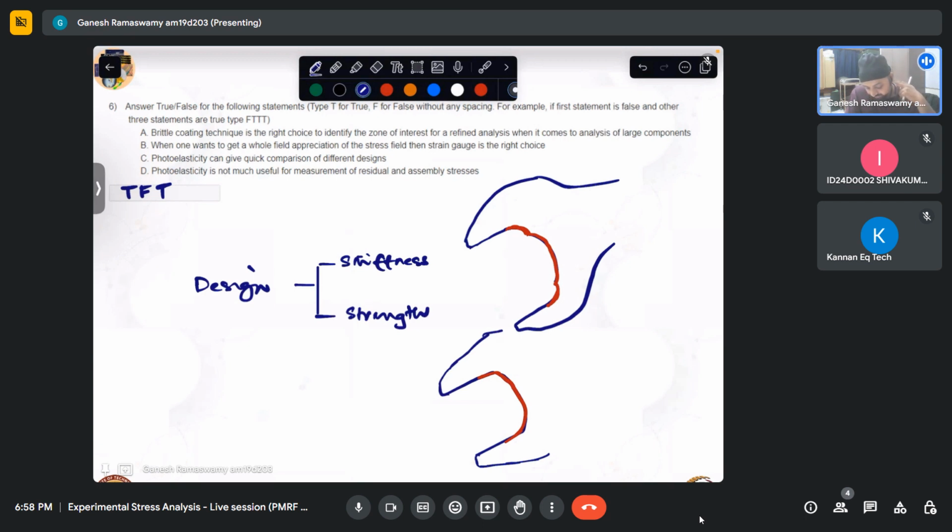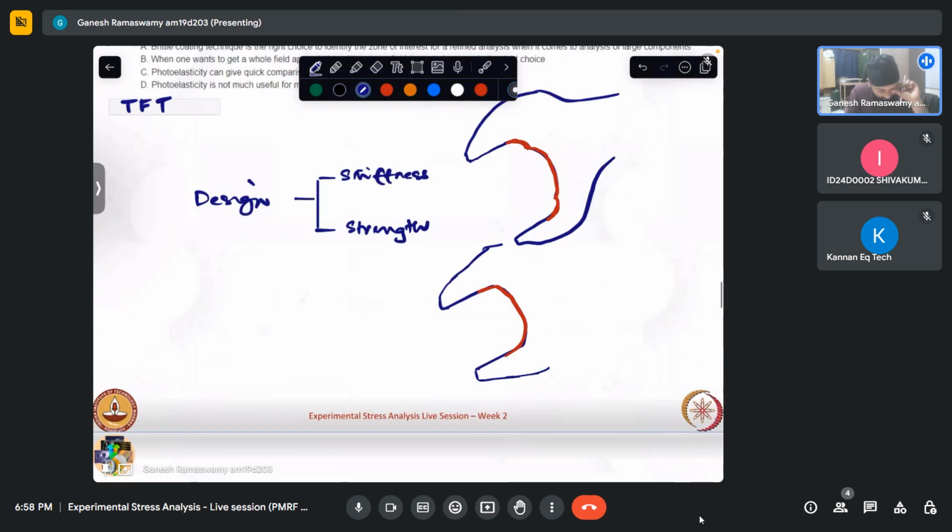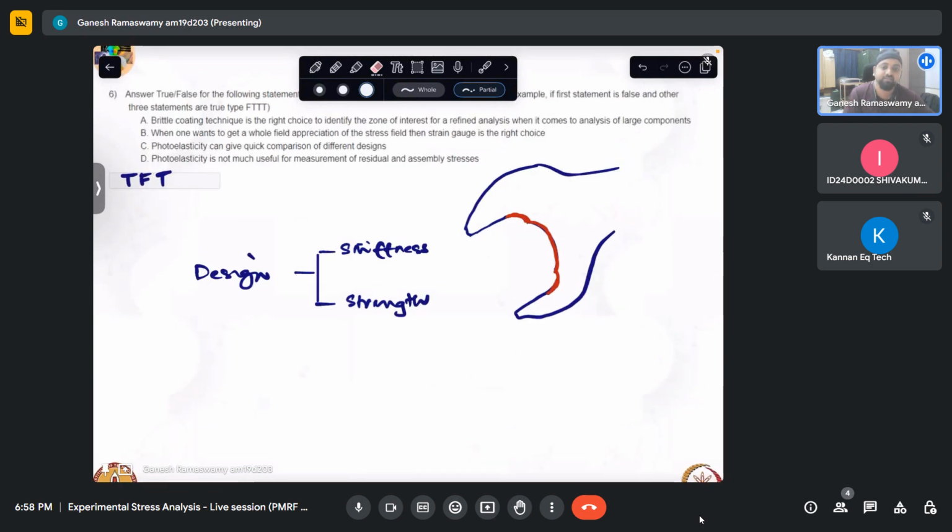D. Photoelasticity is not much useful for measurement of residual and assembly stresses. This is not true because photoelasticity happens to be one of the very few techniques which can actually measure assembly stresses. Now, what are assembly stresses or residual stresses? Essentially, if we have some component and we have mentioned that this is the torque that is to be set, if one of the bolts is tightened more than that, it will lead to an imbalance, which will create an assembly stress, which will be out of the purview of your design.